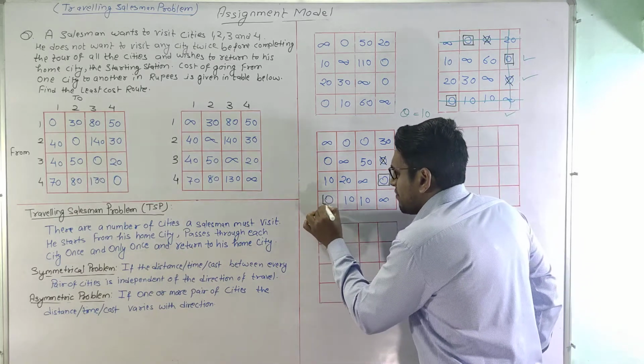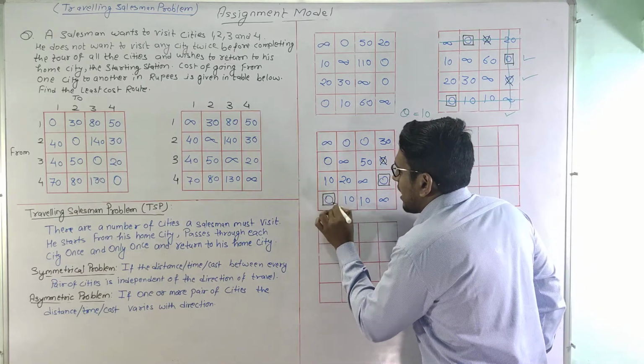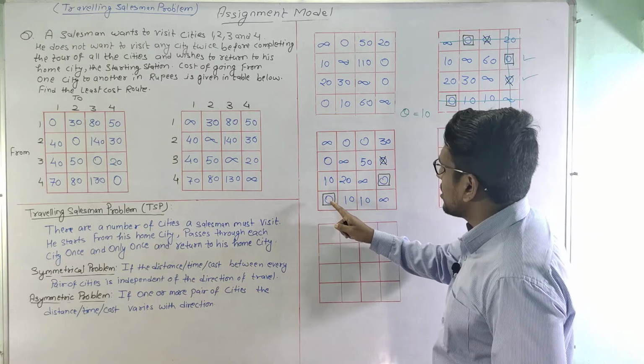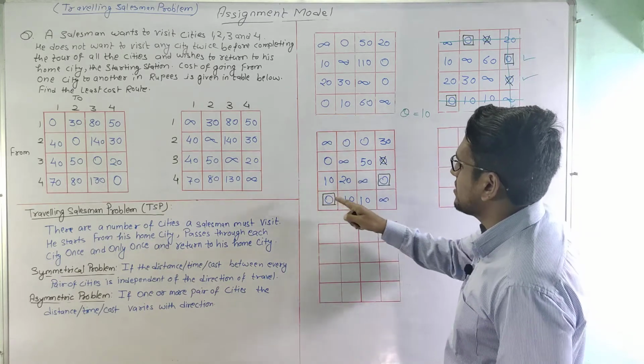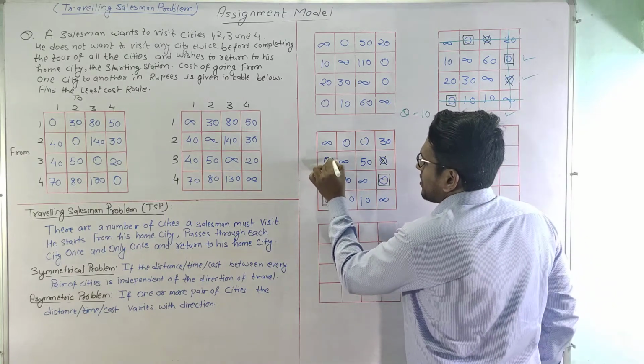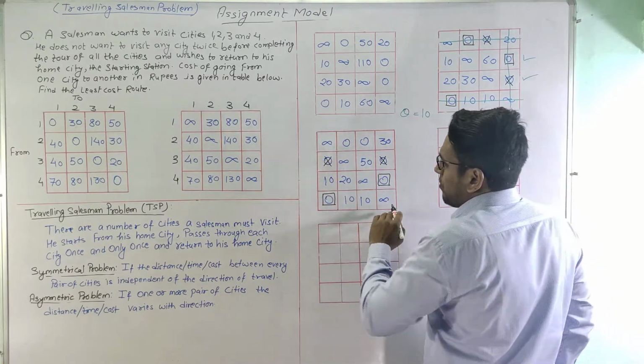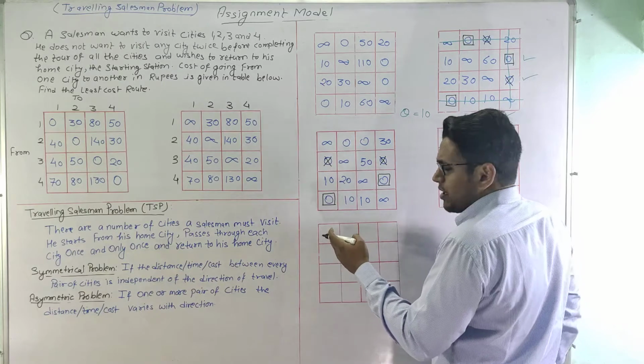So again we will assign this 0, and once this 0 is assigned, no more assignment can be done in this row or in this column. So this 0 will get crossed out. Now moving on to column assignment.